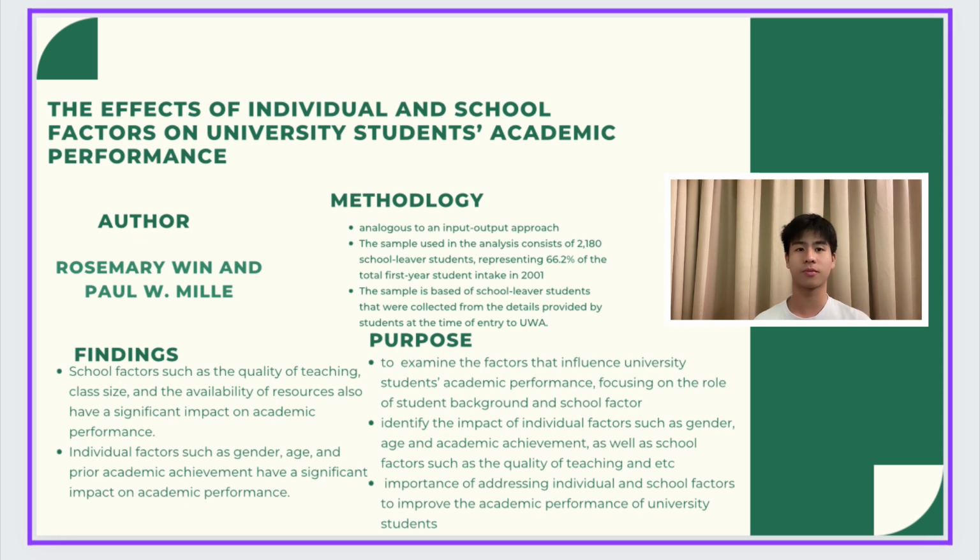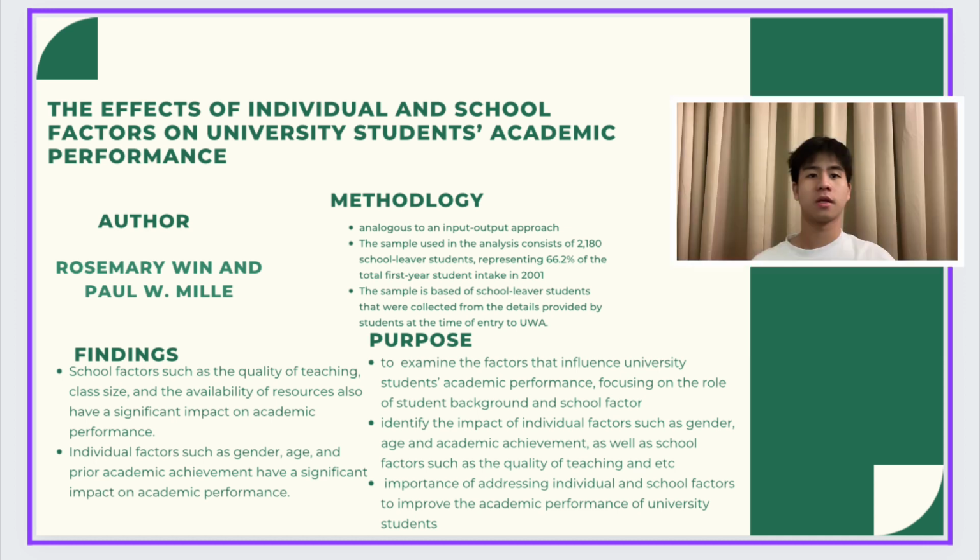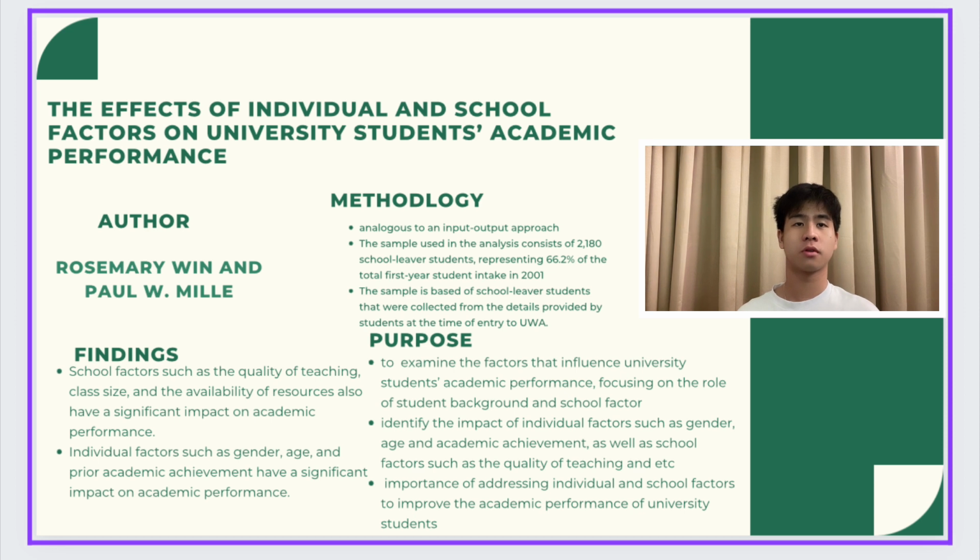The next article I'll be talking about is the effects of individual and school factors on university students' academic performance, written by Rosemary Wynn and Paul W. Milley. In this research, they used an analogous approach to an input-to-output approach. The sample used in the analysis consists of 2,180 school leaver students, representing 66.2% of the total first-year student intake in 2001. This sample is based off school leaver students that were collected from the details provided by students at the time of an entry to UWA.